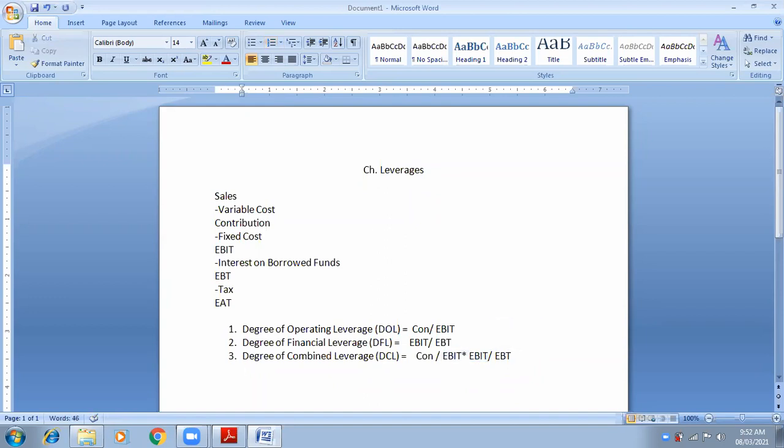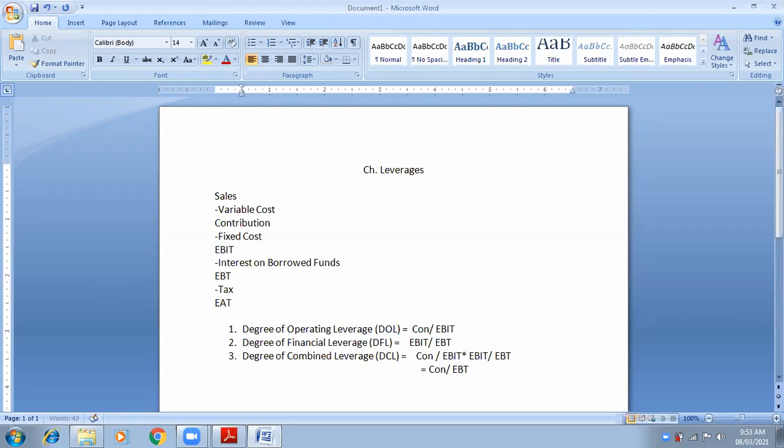Therefore the formula will be contribution upon EBT, because EBIT denominator and EBIT numerator both will be cancelled out. So what will be left over? Contribution upon EBT. So this is the formula of combined leverage.